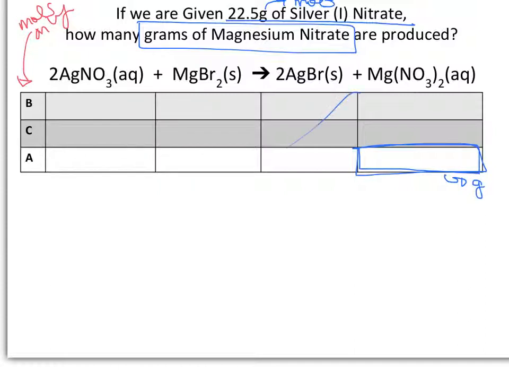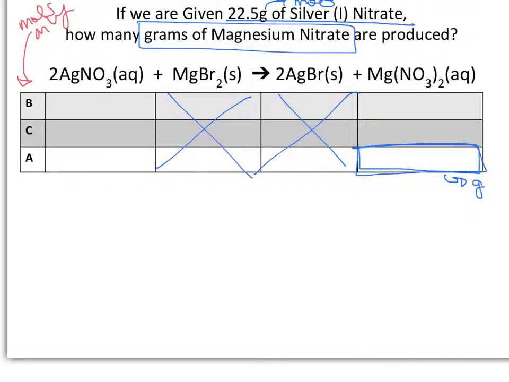I didn't ask anything about the silver bromide, so I can leave it out. I didn't give any information about the magnesium bromide, so I can leave it out. Before I put in my before for my silver nitrate, I have to go ahead and convert that. Now, whenever you're doing problems that involve something other than moles and moles, I want you to write out on the side the different steps that you're going to be taking.